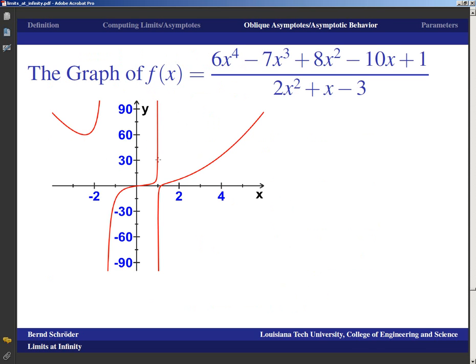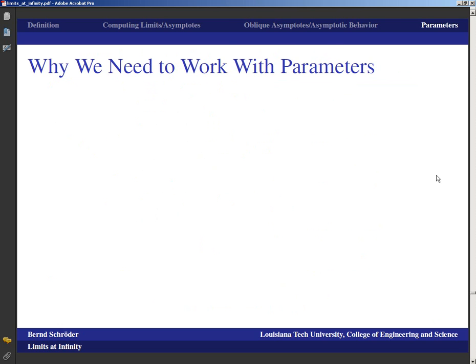The function, of course, looks quite complicated here, but the asymptotic behavior is this quadratic, and of course a quadratic is just a parabola, and that ends up just being that parabola that we've seen on the previous panel.